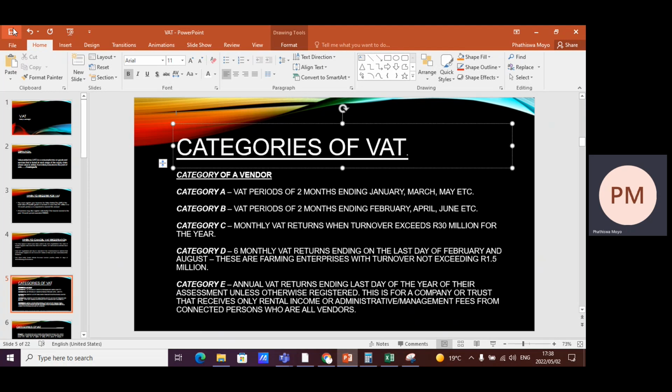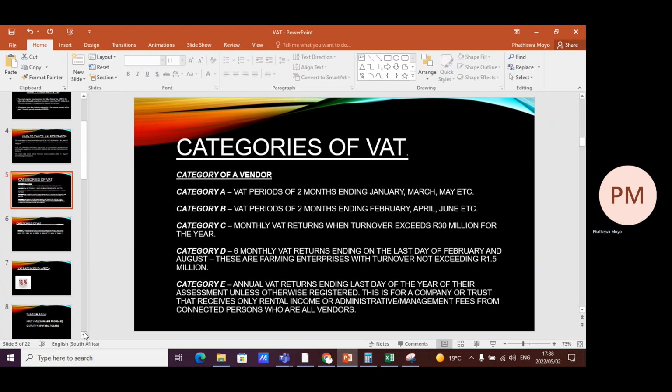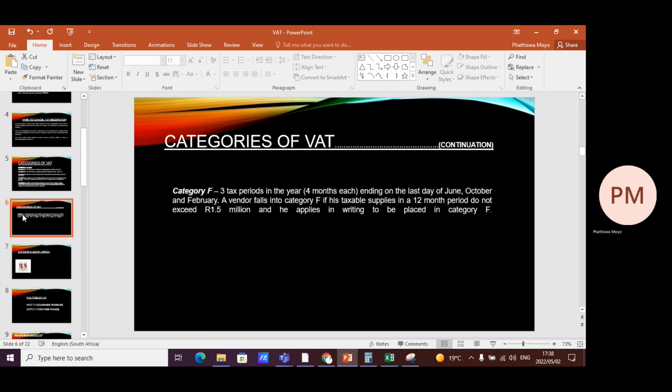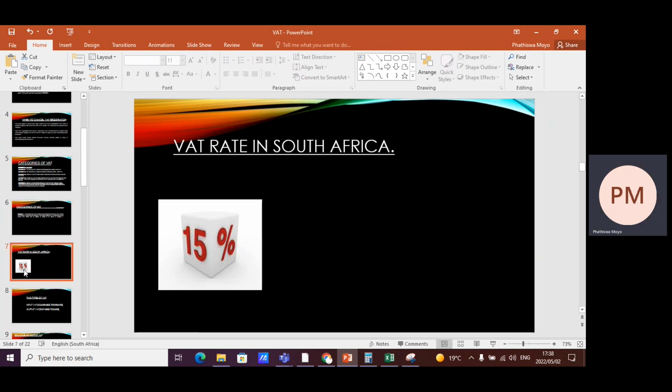Category D, 6 month returns on the last day of February and August. That's if the turnover does not exceed 1.5 million. Category E, last day of the year of assessment unless otherwise registered. So you must know this. My grade 12s, they will ask these questions. Category F, 3 tax periods in a year, 4 months each, ending on the last day of June, October, and February. This is taxable supply not more than 1.2 million.